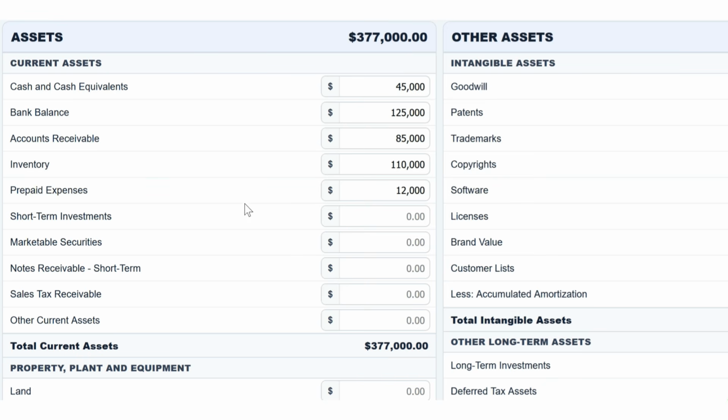You may also notice several other current asset categories inside the application, including short-term investments, marketable securities, notes receivable, sales tax receivable, and other current assets. Our example company currently has no balances in these accounts, so they remain at zero. After adding all of these values together, the application automatically calculates total current assets, which equals $377,000. Notice that you do not need a calculator. Every figure updates automatically the moment you enter or modify a value.